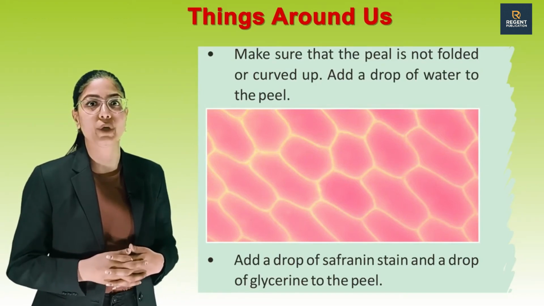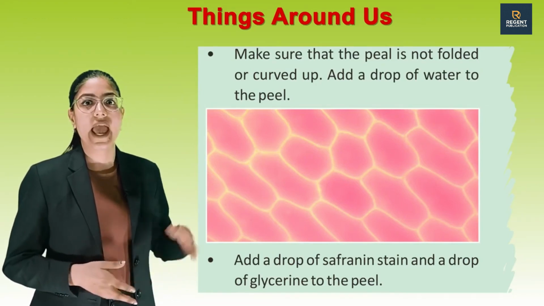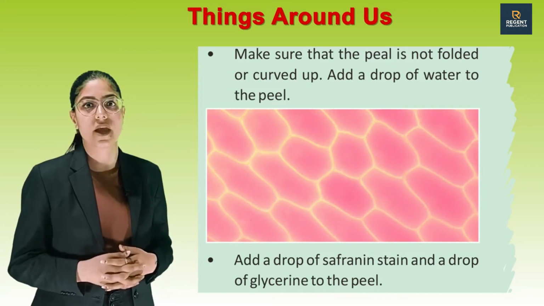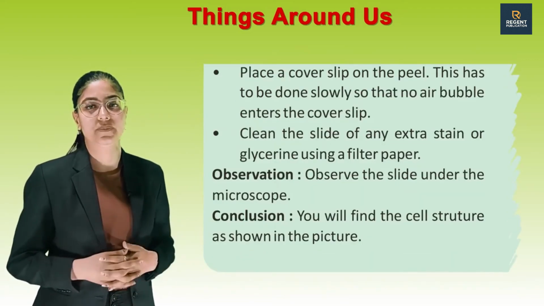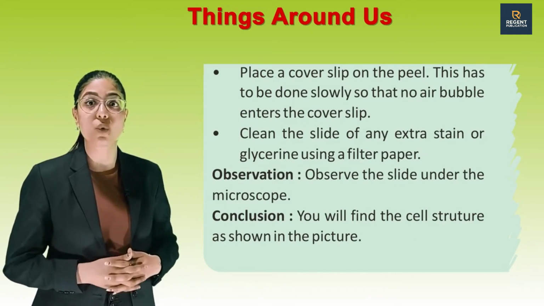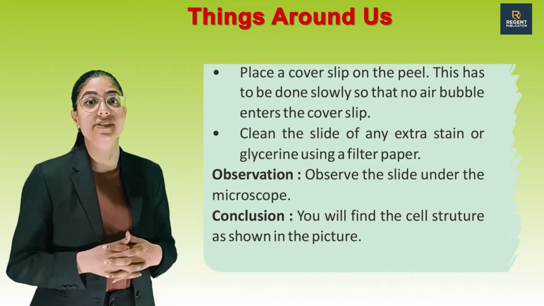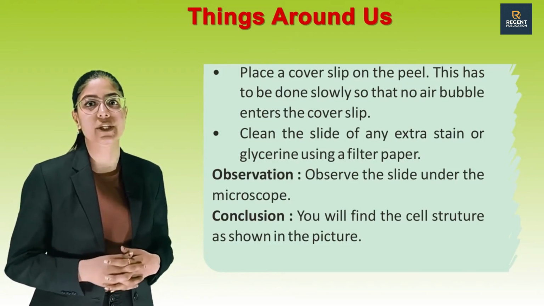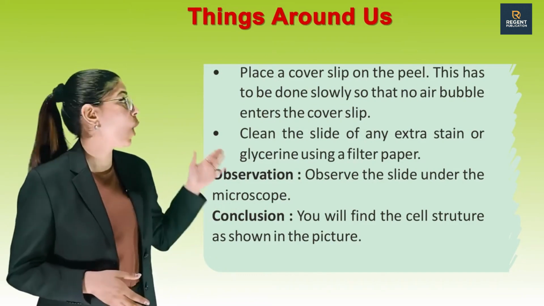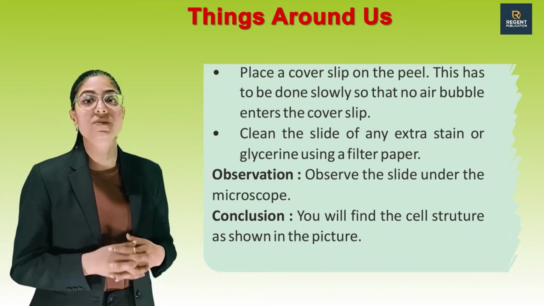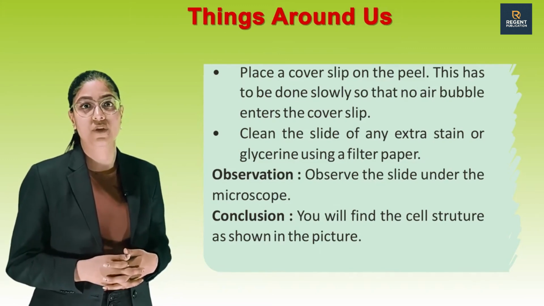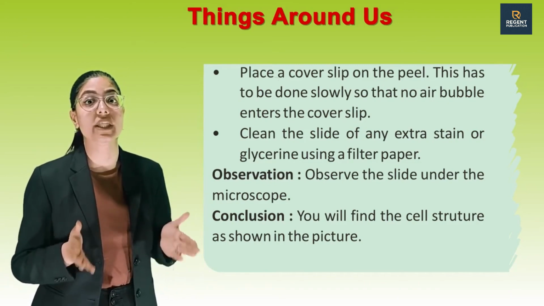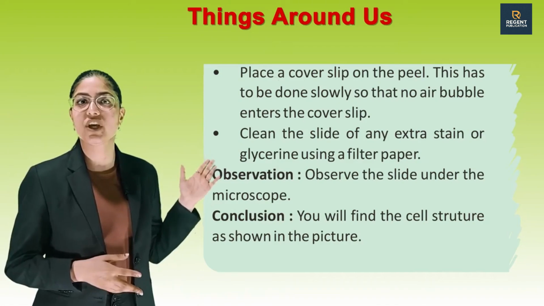Add a drop of water to the peel. Add a drop of saffron stain and a drop of glycerin to the peel. Place a cover slip on the peel. This has to be done slowly so that no air bubbles enter under the cover slip. Clean the slide of any extra stain or glycerin using filter paper. Observation: observe the slide under the microscope. Conclusion: you will find the cell structure as shown in the picture. See the picture carefully.